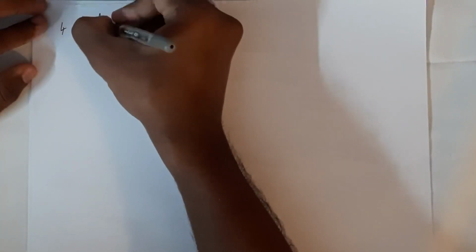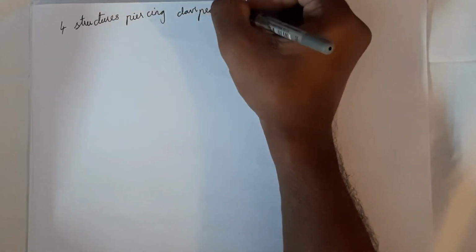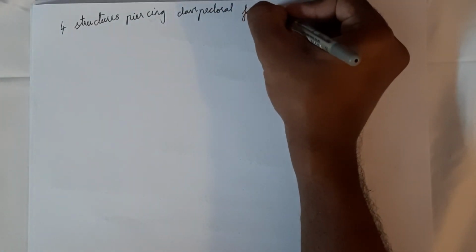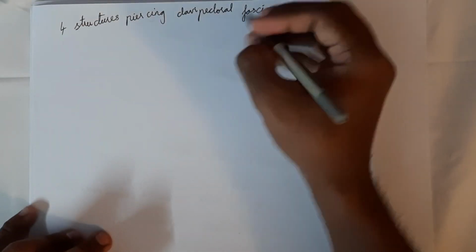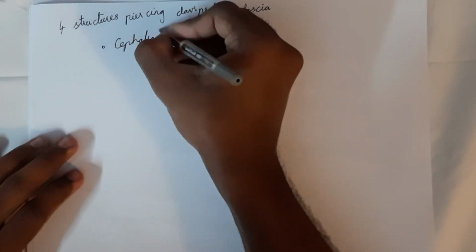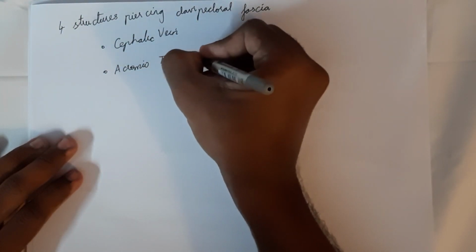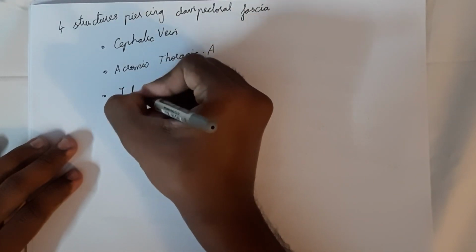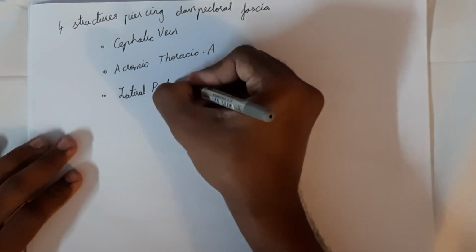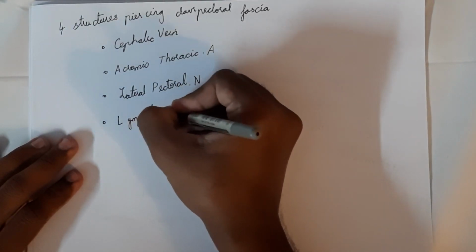And there are four structures piercing the clavipectoral fascia, which are the first one, the cephalic vein. Second one, the acromiothoracic artery. Third one, the lateral pectoral nerve. And fourth one, lymphatics from the pectoral region.